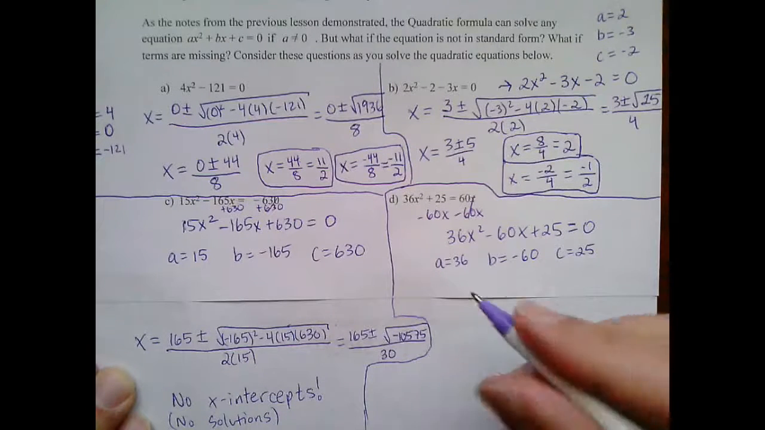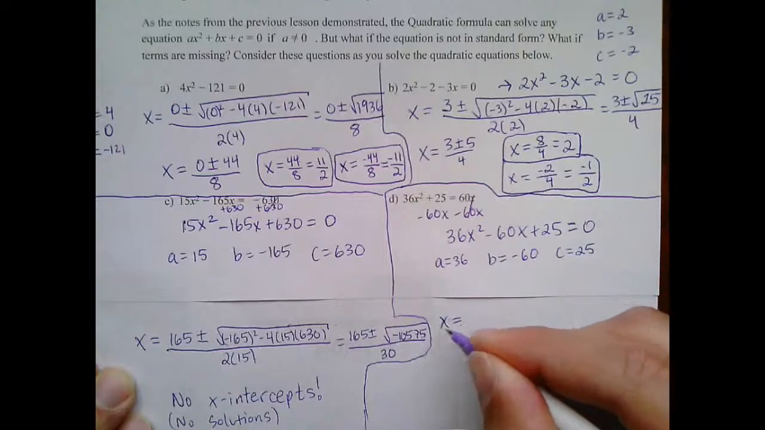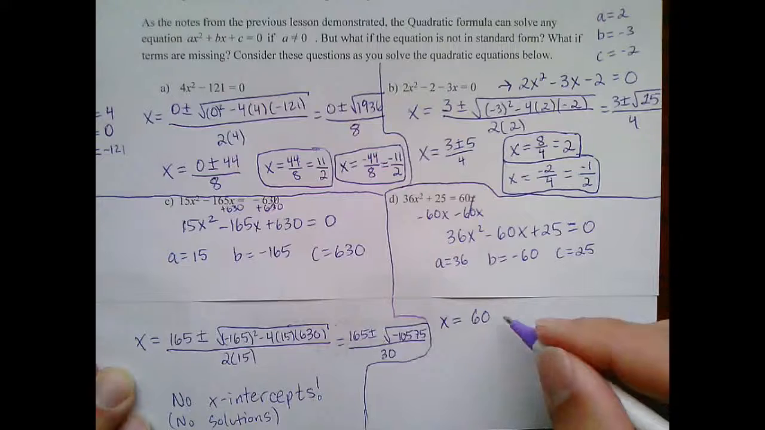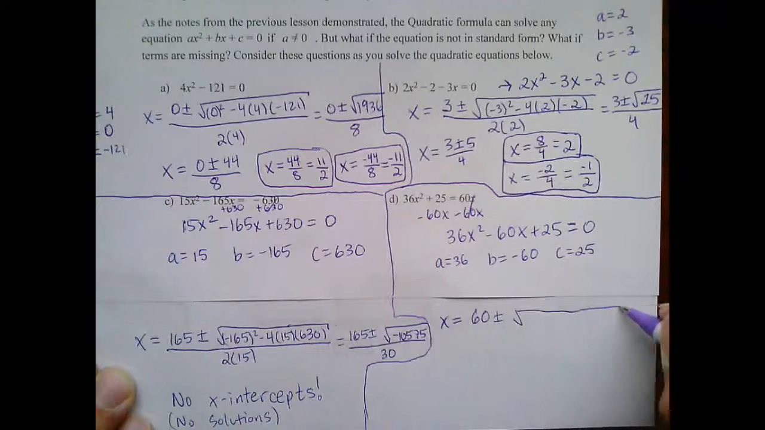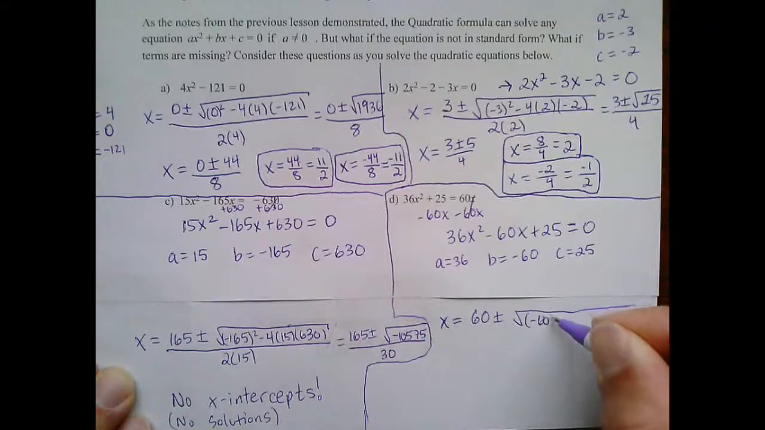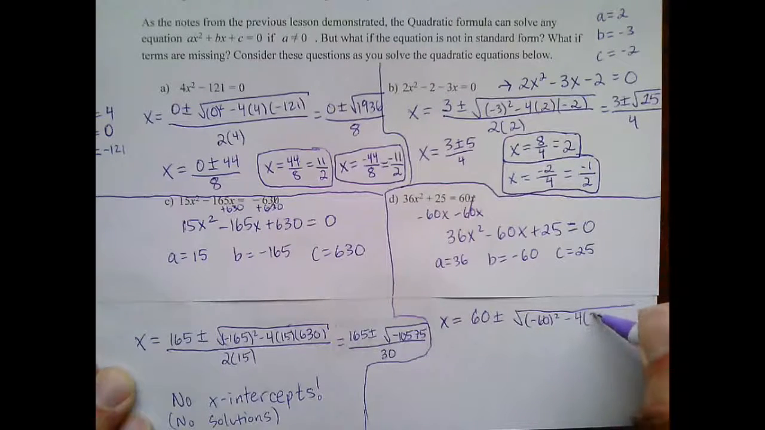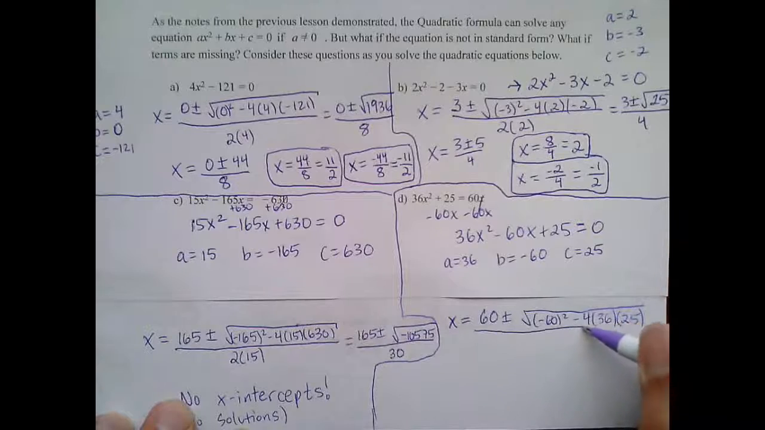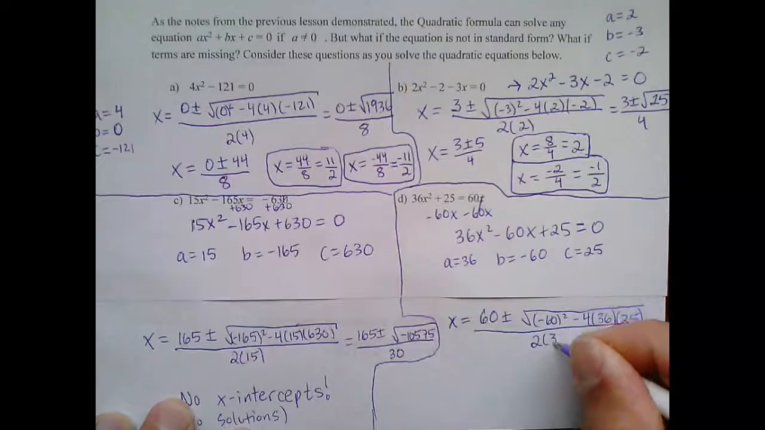So let's do the quadratic formula. x equals, what is the opposite of B? Well, B is negative 60. The opposite of negative 60 is positive 60. Plus or minus, let's go big square roots. Inside of here we have B squared, so negative 60 squared minus 4 times the A value, which is 36, times the C value, which is 25. Okay, all over 2 times the A value, which is 36.